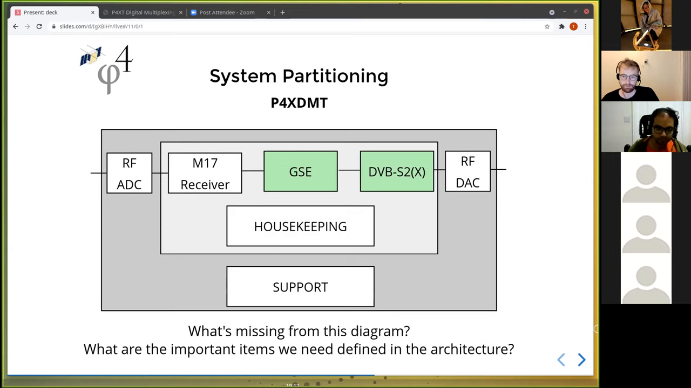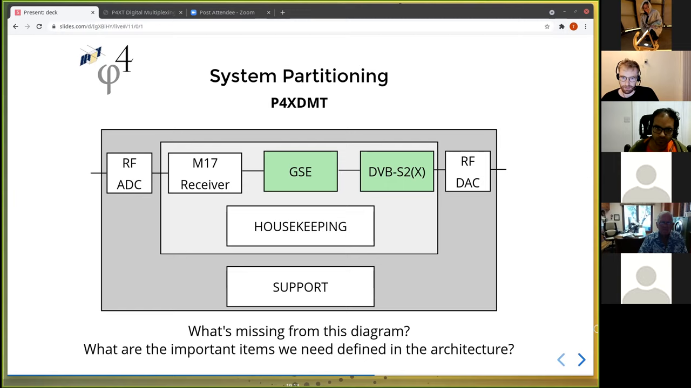Yeah. Oh, so just in this diagram, one thing I'm a bit confused about is, if someone on the ground is using it, it's going to transmit using an M17 transmitter, and then receive using a DVB. Why is it two different? Maybe I don't understand the system where this is inserted. I get your point. Why transmit on M17 and receive in DVB for the user terminal? Exactly.